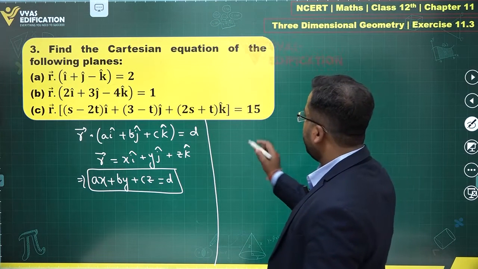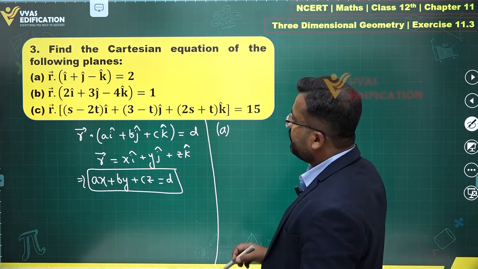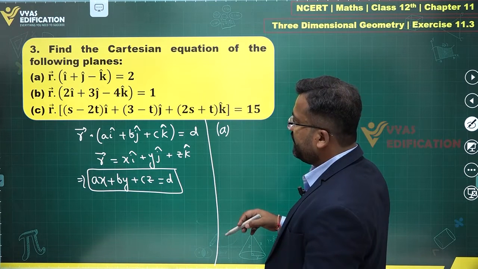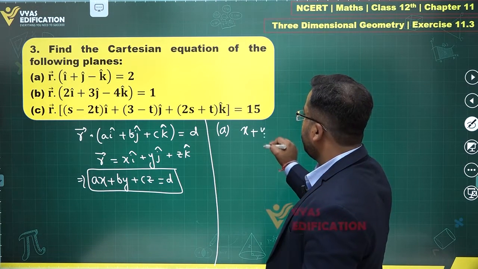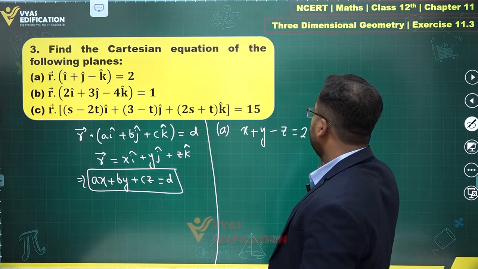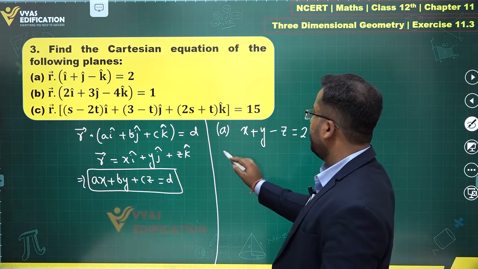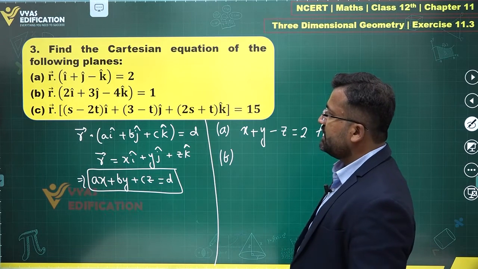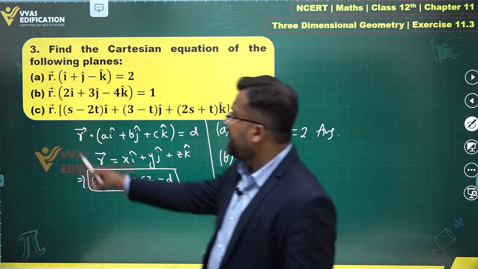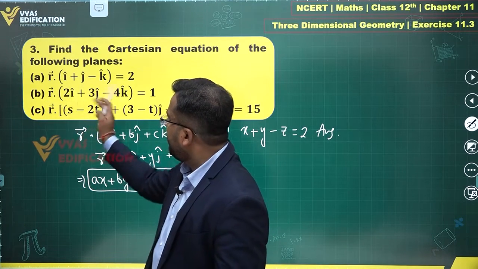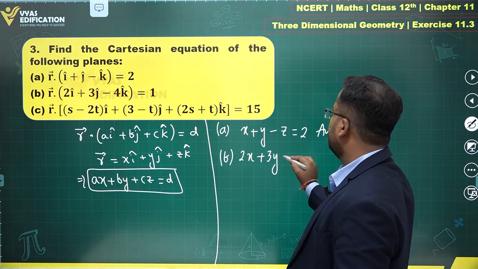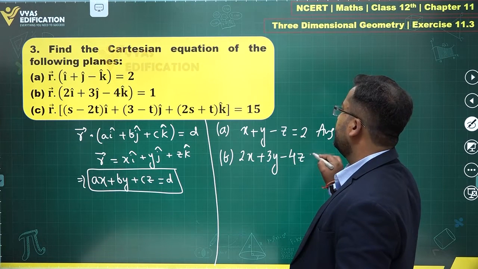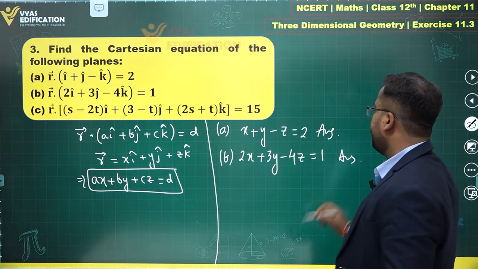So in the first part, part A, what do we have? The equation will become, you replace r vector with xi cap, yj cap, zk cap. So this becomes x plus y minus z is equal to 2. And that's my required answer. Very simple. Similarly in B, using this idea, r vector is replaced with xi cap, yj cap, zk cap. 2x plus 3y minus 4z is equal to 1 will be the required answer.